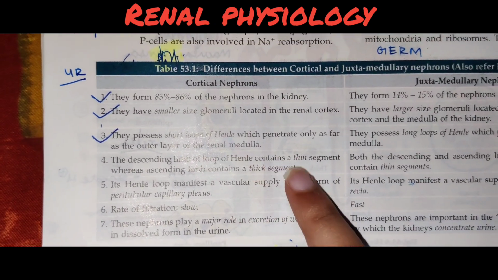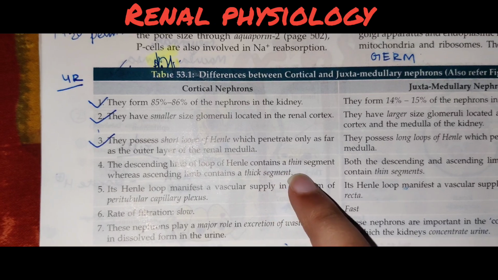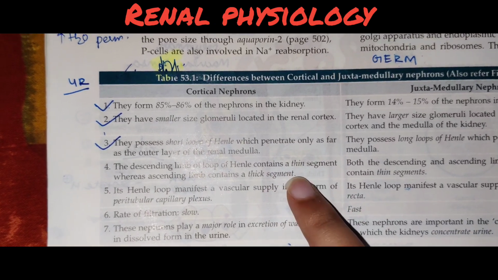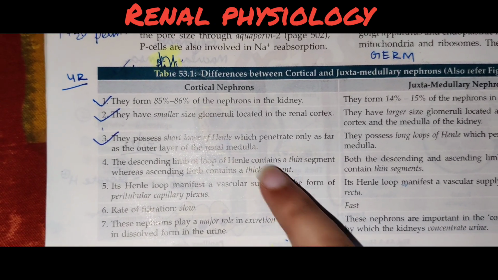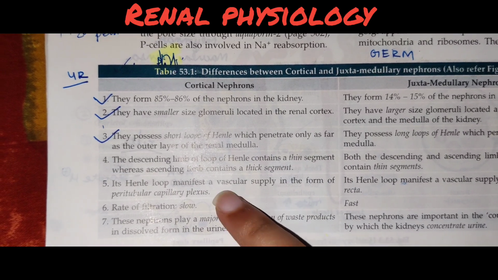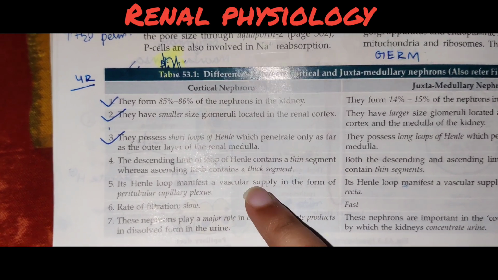of the renal medulla. Okay, so there is a thin segment in the descending limb and a thick segment in the ascending limb. And there is a peritubular capillary plexus. So what is this?